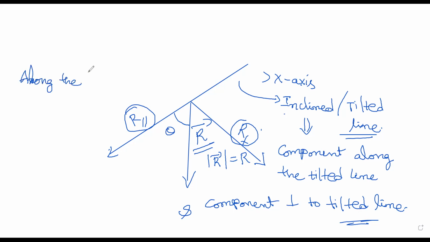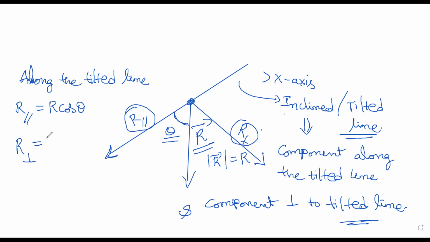Along the tilted line, we call this R parallel. This is my way of looking at it. So this is R cos theta. The tilted line is attached to theta, right? It is making an angle theta with respect to our original vector R bar, which is directly going vertical. And now R parallel has to be R cos theta, right? And R perpendicular happens to be R sin theta. Fine, good.